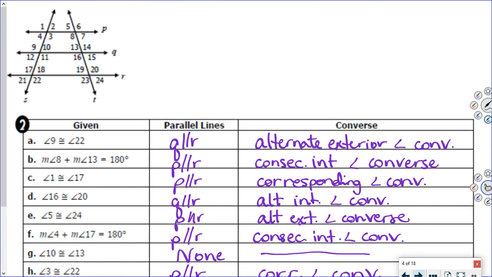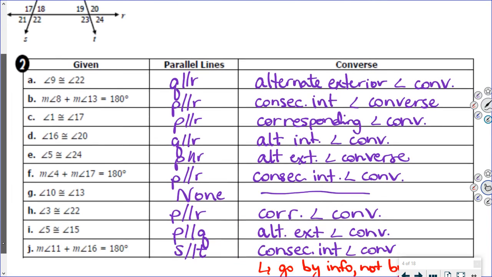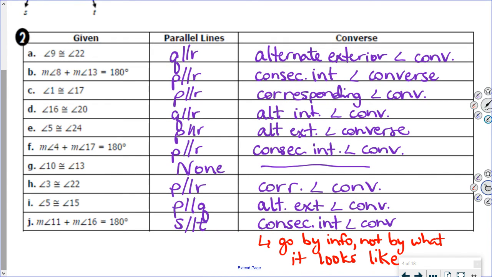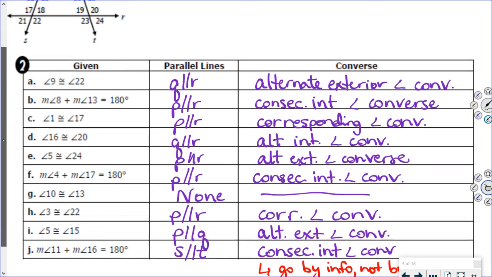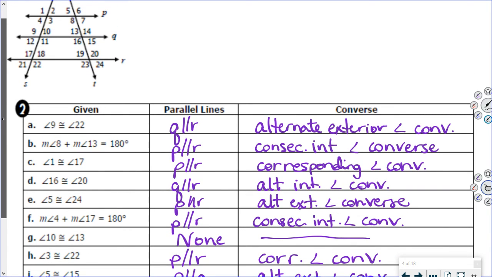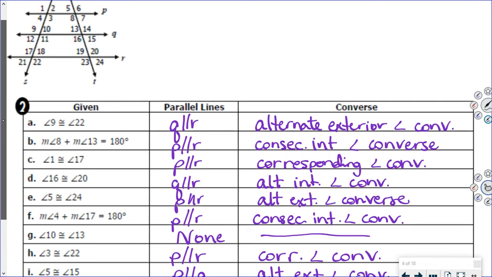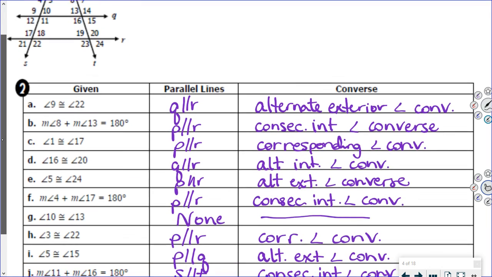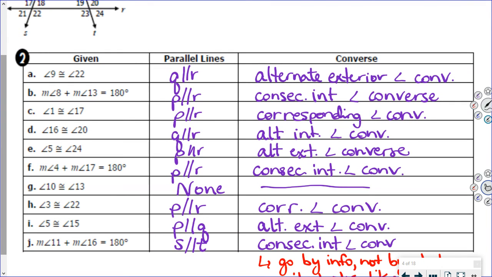Okay, so as you guys are checking these, you've got the following answers. Now notice you do have a situation there for part G that it is none. That again is because 10 and 13 are consecutive interior angles. But if you notice for G, those are congruent. Consecutive interior angles are not supposed to be congruent. They're supposed to be supplementary.